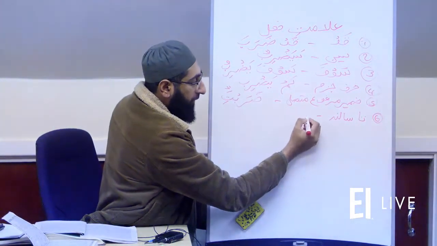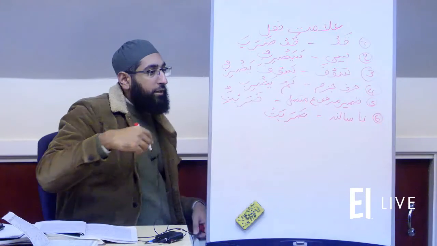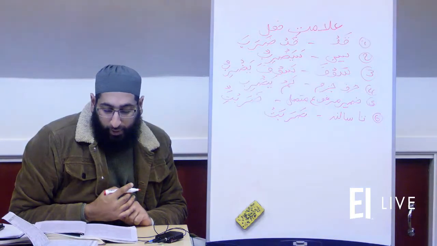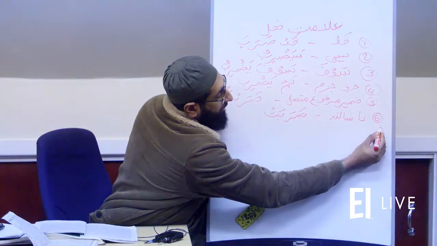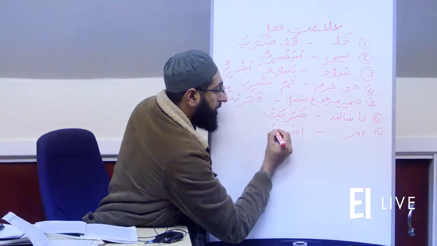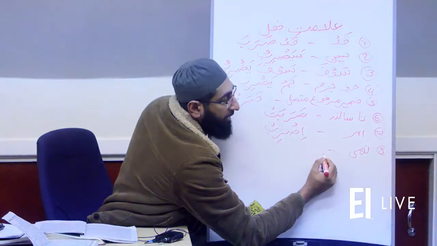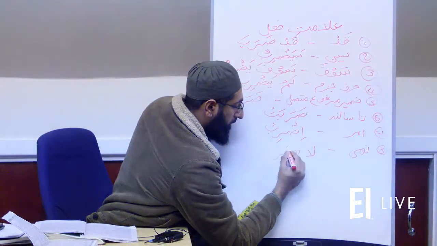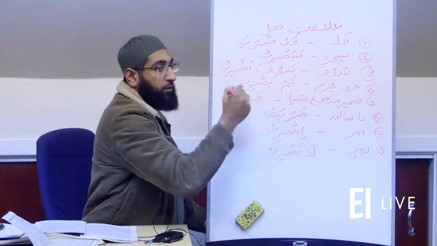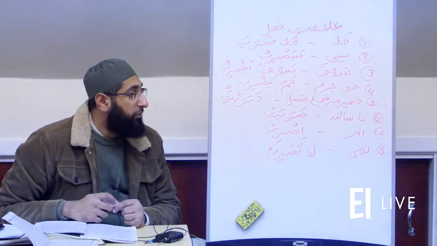This only comes upon fail like daraba. That ta. Daraba, darabu, darab. And then you have the fail is amr, like idrib, and fail is also nahi, like la tadrib. La tadrib. These were the signs of fail.